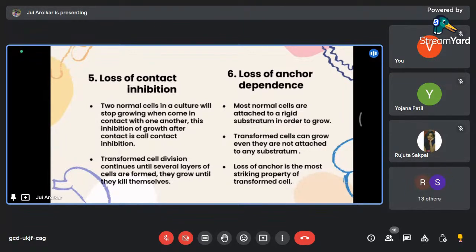Sixth property is loss of anchor dependence. Most normal cells must be attached to a rigid substratum in order to grow. But transformed cells can grow even if they are not attached to any substratum. Loss of anchor dependence is the most striking property of transformed cells.